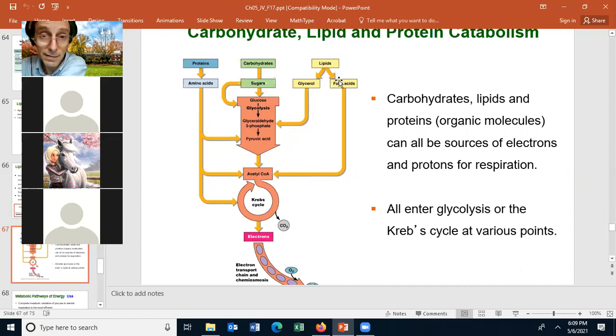And the lipids will be broken down into glycerol and fatty acids and will directly enter the Krebs cycle or the glycolysis. Okay, any question about that?